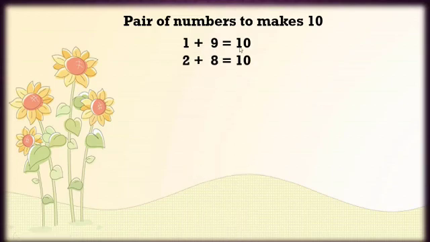Similarly, 2 plus 8 is equal to 10. 3 plus 7 is equal to 10. 3 में अगर हम 7 को ऐड करते हैं तो 7 plus 3 और 3 plus 7 is equal to 10. 4 plus 6 is equal to 10 और 6 plus 4 भी हो सकता है. 6 में अगर हम 4 ऐड करें या 4 में हम 6 ऐड करें तो हमारे पास 10 आता है.